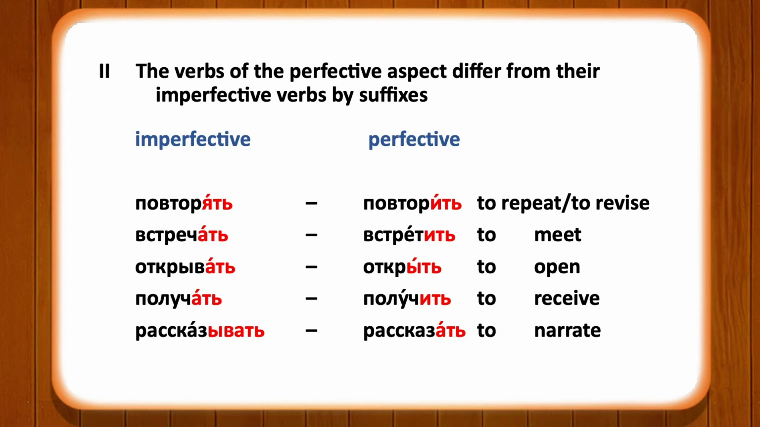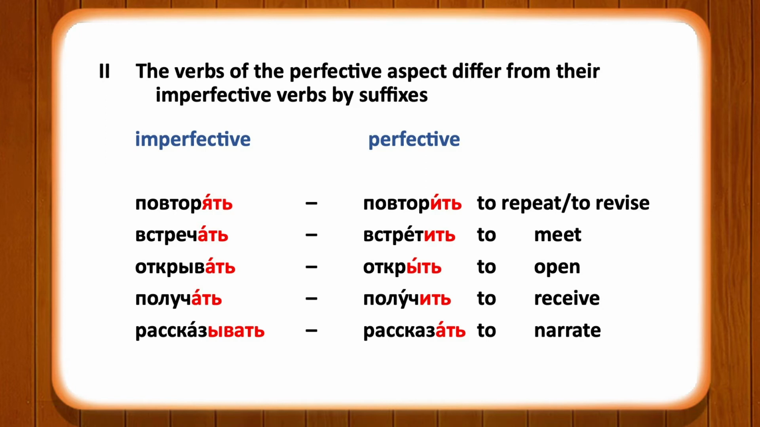Pavtarij. As you can see in the imperfective verb, the last three letters are ya, te and soft sign, pavtaryaj, but in the perfective aspect those three letters are different. So here the difference between the two aspects of verbs is established by suffixes. So pavtaryaj, pavtarij means to repeat. Pavtaryaj is imperfective and pavtarij is perfective aspect verb.